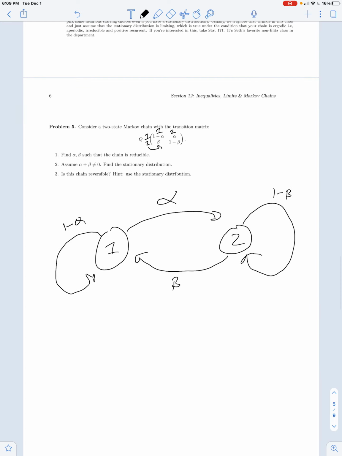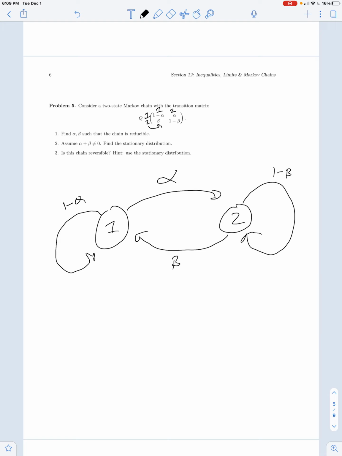Okay, so the first question is asking us to find an alpha and a beta such that the chain is reducible. Reducibility means that if you have states i and j, the chain is reducible if it's impossible to go from i to j in a finite number of steps, or from j to i in a finite number of steps. Cool. So one way to do that is by breaking these links here.